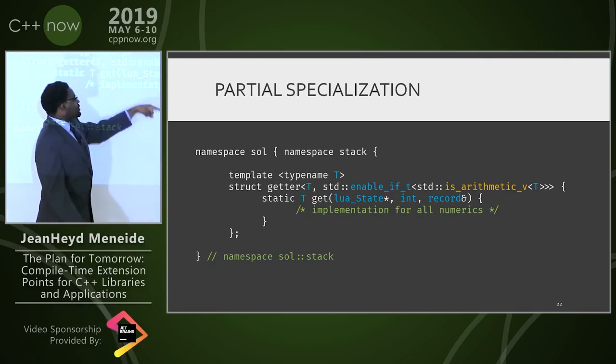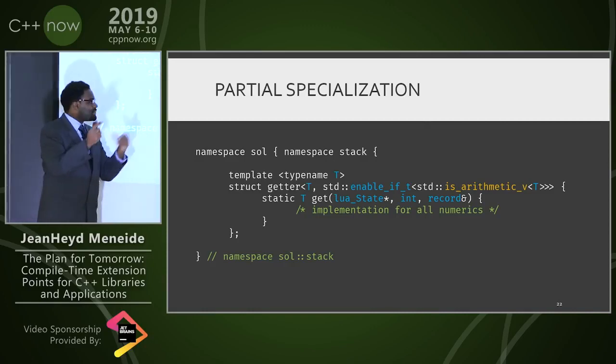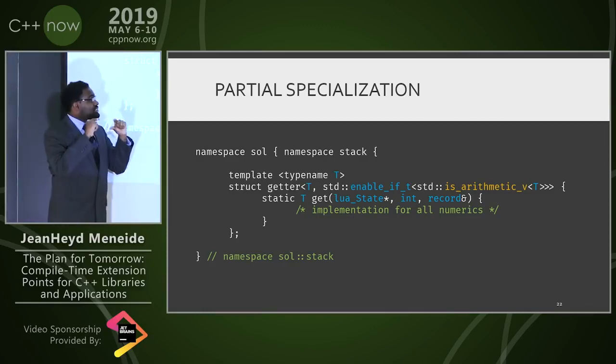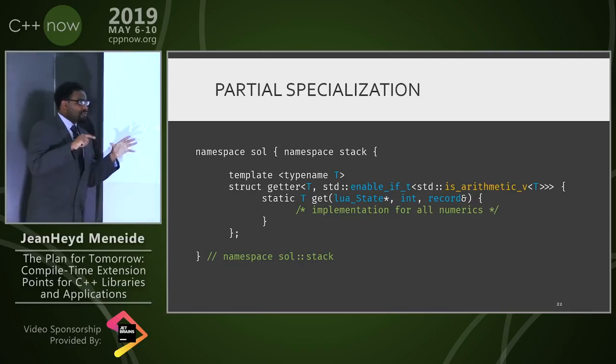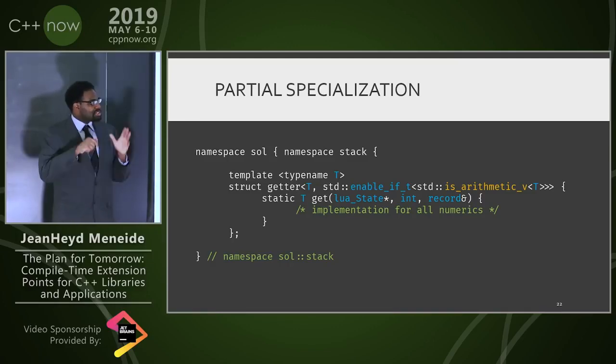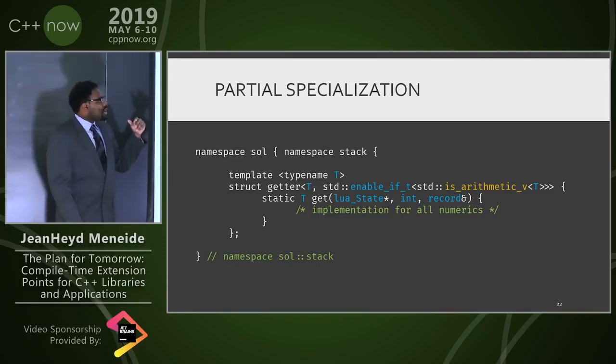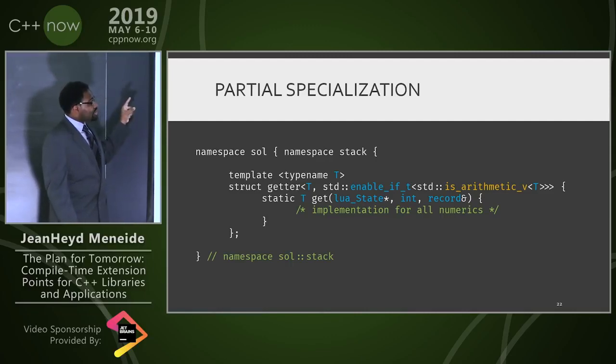Now, the way std::enable_if works is that it is templated on a single Boolean, and optionally a type. What it says is, if the Boolean is true, then I'm going to have an internal member called ::type. There's a typedef called type on there that has the true type on it. Otherwise, it's not going to have that typedef there.